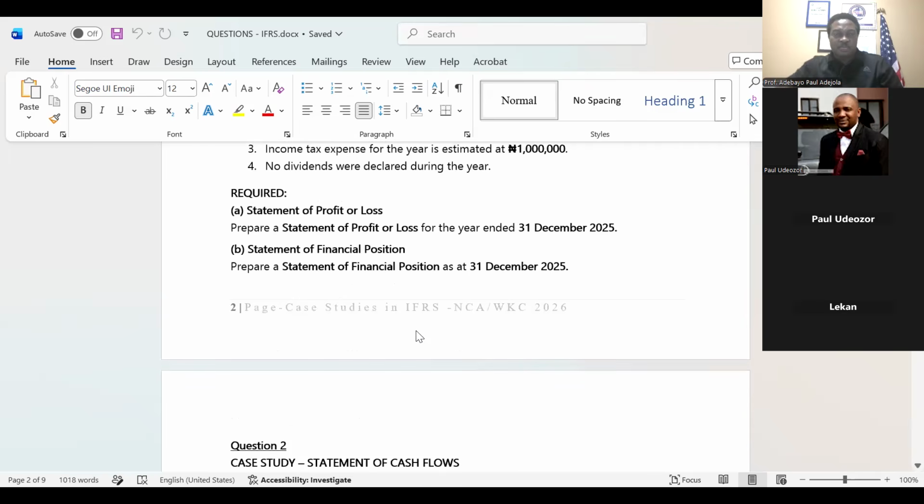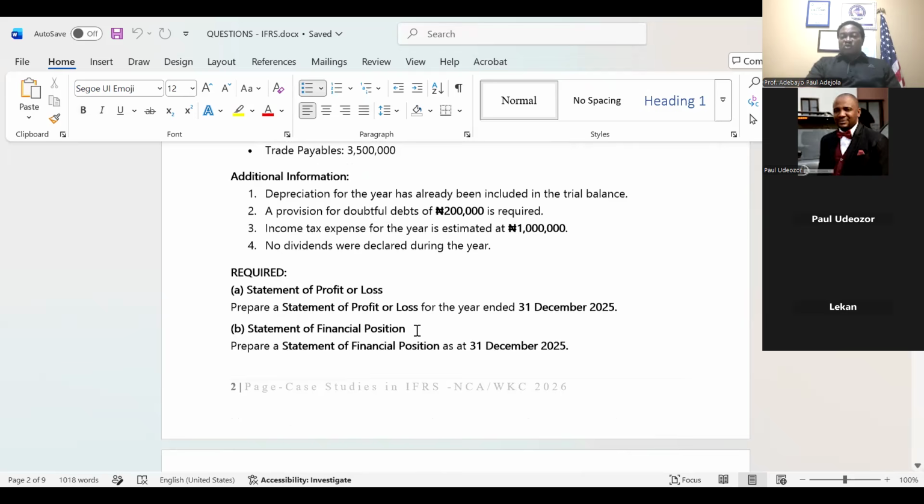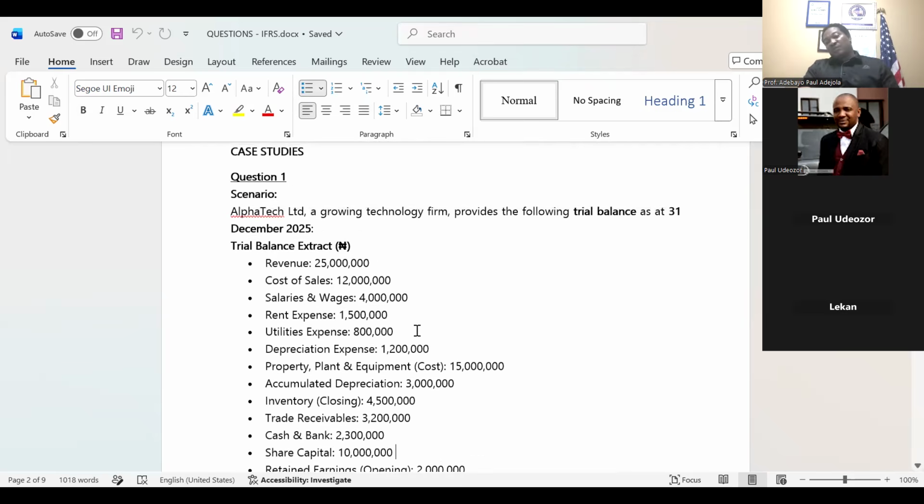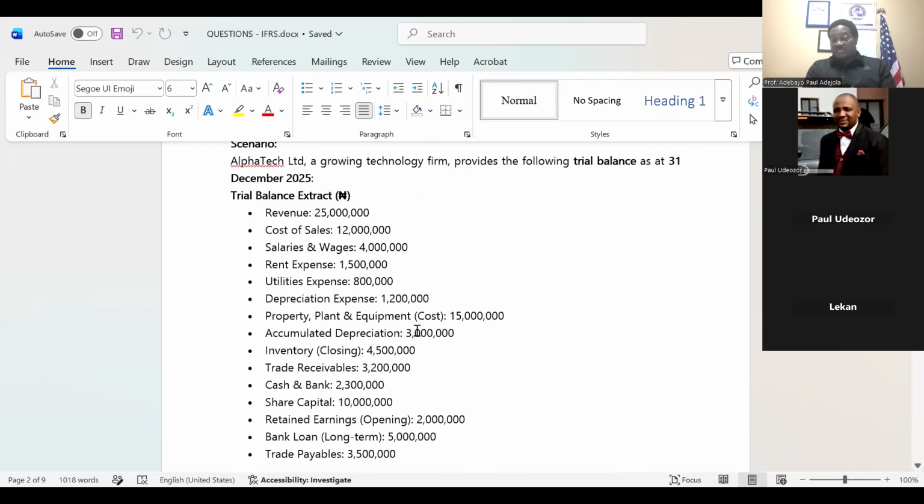Required. We are asked to prepare a statement of profit or loss for the year ended 31 December 2025. Number B, prepare a statement of financial position as at 31 December 2025. Those are the questions. What we do in this case, if you have your biro and paper and you want to solve this, I just told us the key there. If you have enough time, why not?